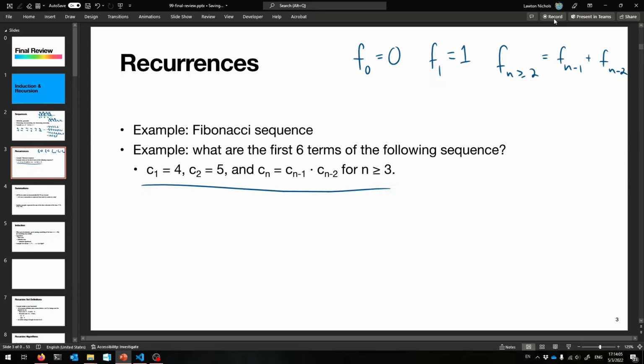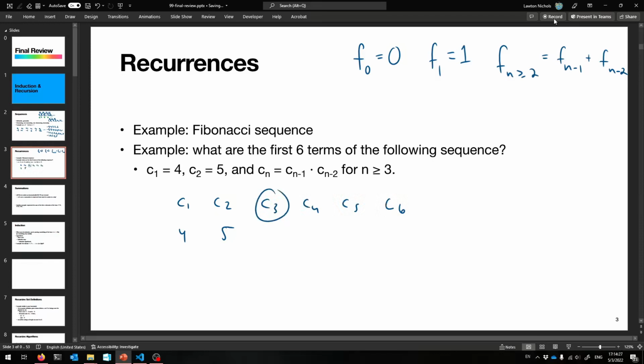And so an easy question for me to ask you would be something like this. What are the first 6 terms of this sequence, given these starting conditions and this recurrence relation? So very easy to write the first 2 terms, right? C1, C2 is, we got 4, we got 5, and then we need C3, C4, C5, and C6. What in the world are they?